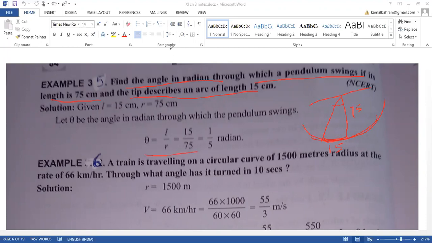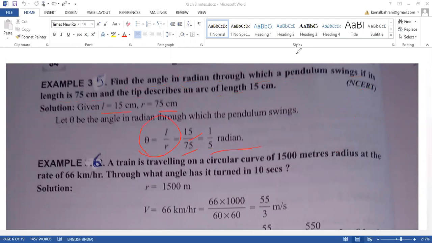Theta is equal to L upon R. You have to find the angle in radian only, and theta is equal to L upon R will give you the radian measure itself. Now L and R both are in centimeter, so you just have to put the values: 15 by 75 will be equal to 1 by 5 radian. Direct answer is there.